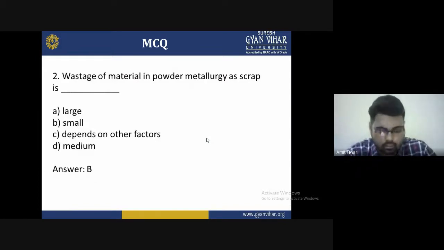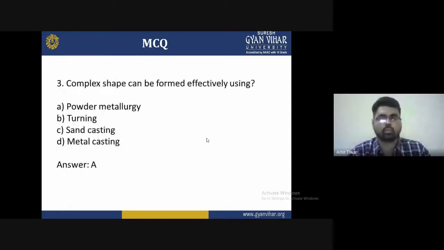Second is large, small, depending upon the other factor, medium. So that answer is B, medium product. And we have to select for question number 3: complex shape can be performed effectively using powder metallurgy, turning, casting and metal casting.